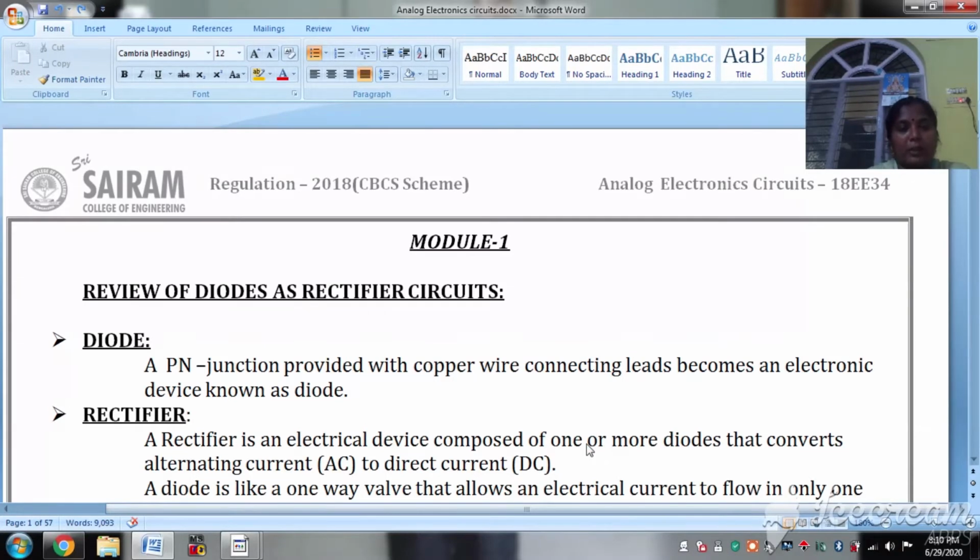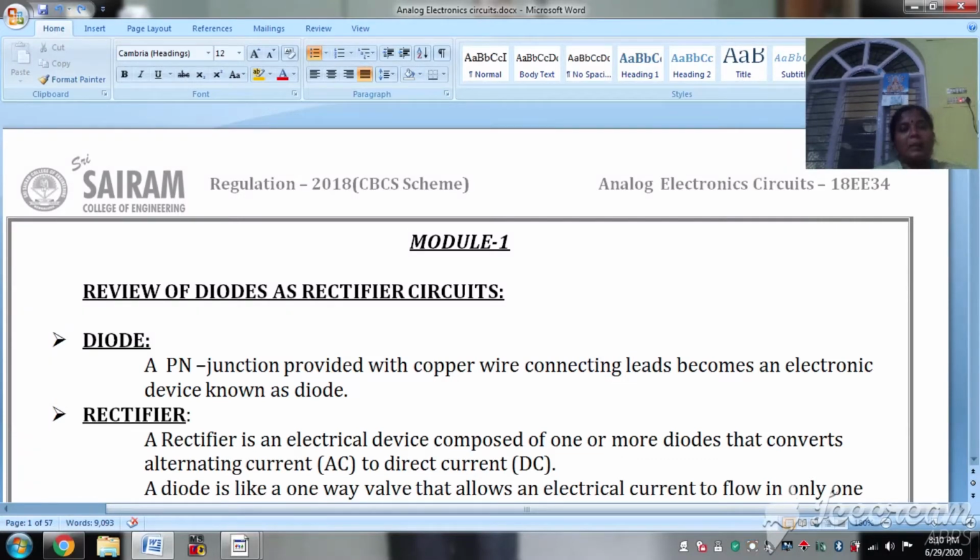This is not a part which is asked in the university exam. You should just know what is meant by a diode and how the diode acts as a rectifier circuit. We know that a diode is a PN junction provided with copper wire connecting leads, which becomes an electronic device known as a diode.